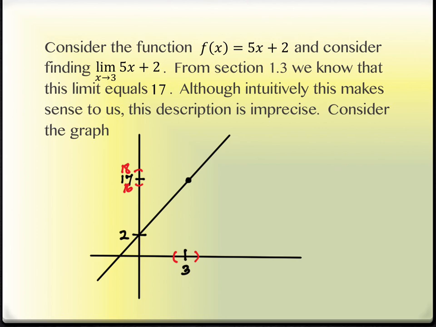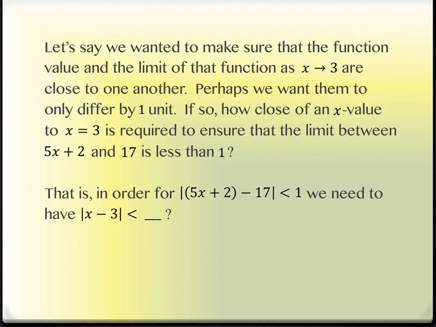Okay, so over here, what we want is for our function, which was 5x plus 2, and our y value of 17 to be really close together. And you may remember that absolute value just finds the distance between things. So this is the distance between our function, like our graph, and the y value 17. That's what this is representing. And we want them to be no more than 1 apart. Is that all right?